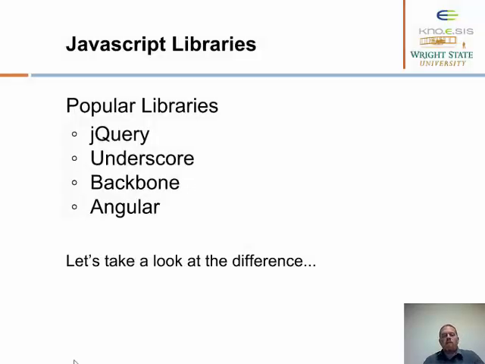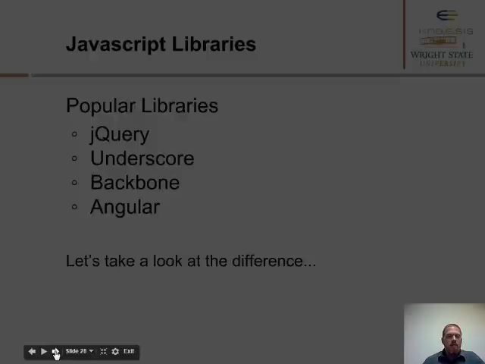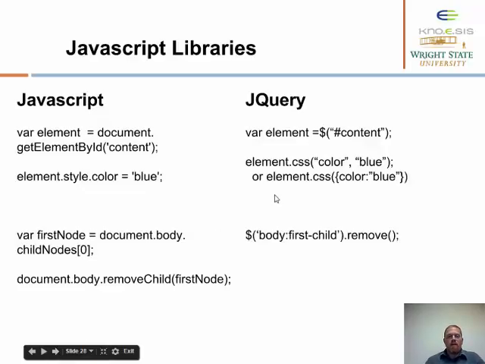So some of the more popular libraries: jQuery, Underscore, Backbone, and Angular are both JavaScript frameworks. There's also Lodash and just a bunch more. They're fun to investigate. I'd like to choose a few and learn those really well, and then see what comes out next. Going to look at the difference here between JavaScript and using jQuery to do the same thing we did earlier.